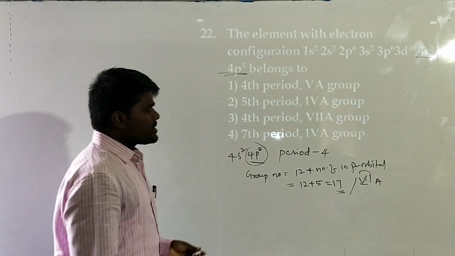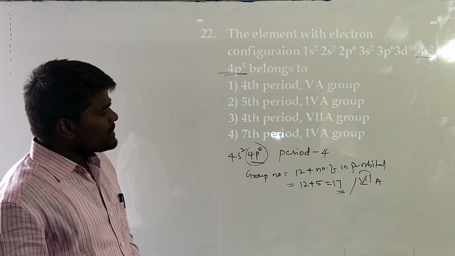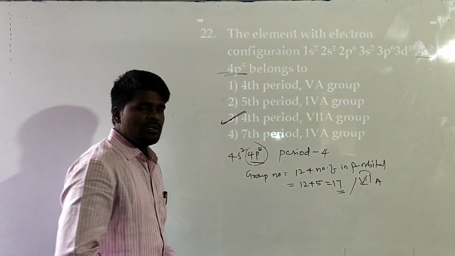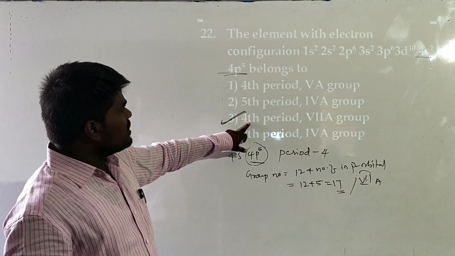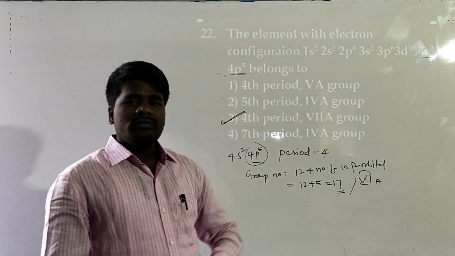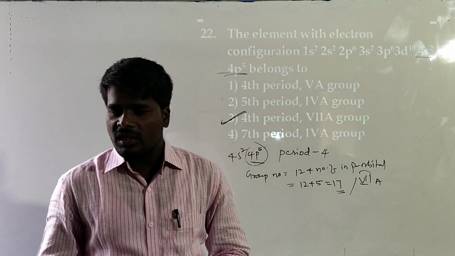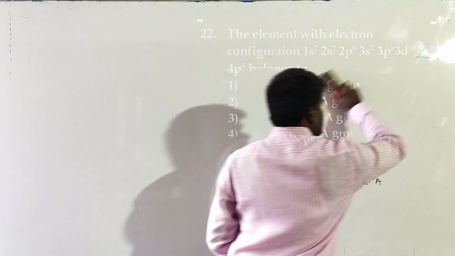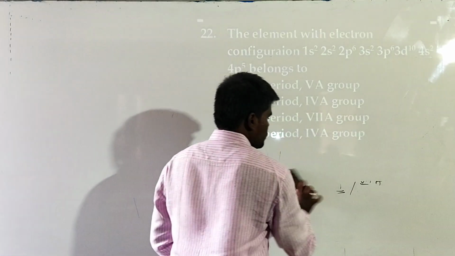So what is the period number? 4th period. And what is the group number? 7th group. So your answer will be the third option. That is, this particular electronic configuration belongs to the 4th period and 7th group. Is this clear? Everything is clear. We will move to the next question.